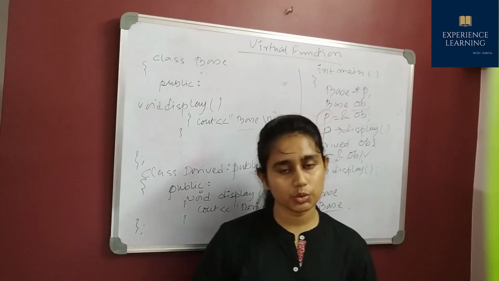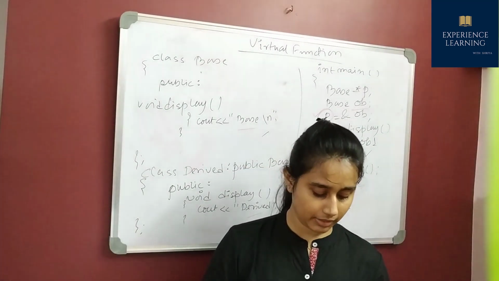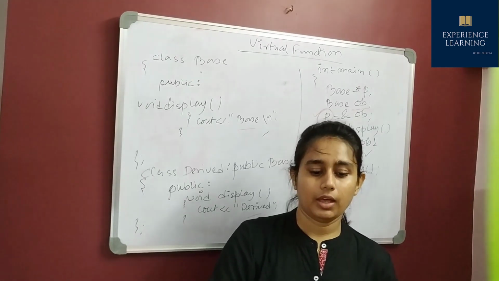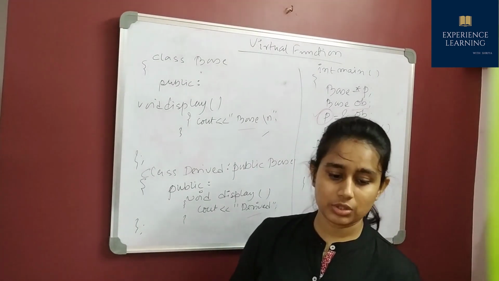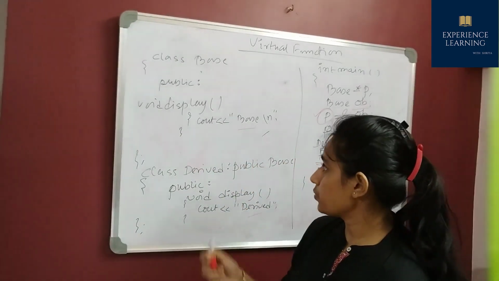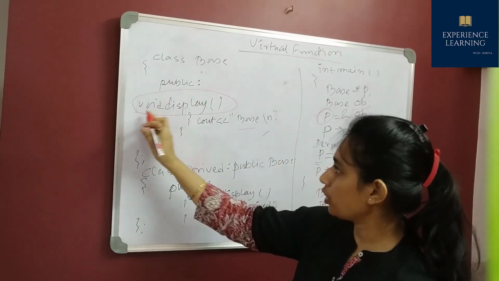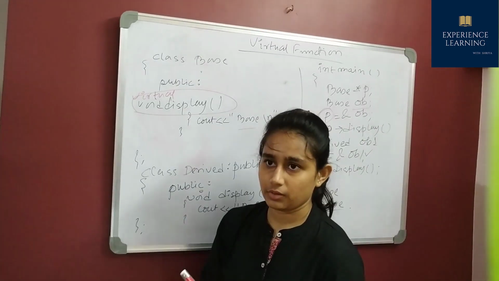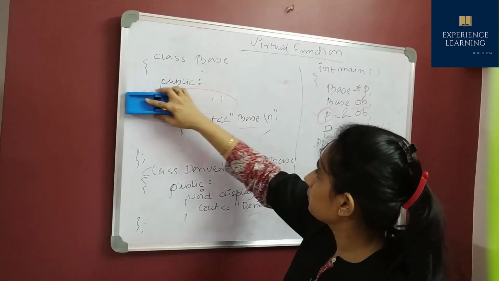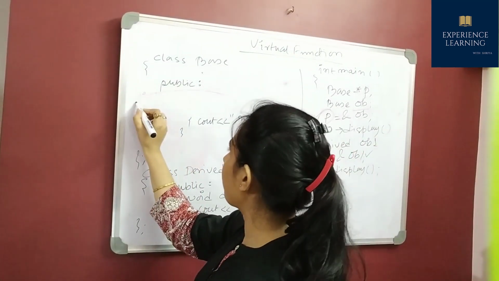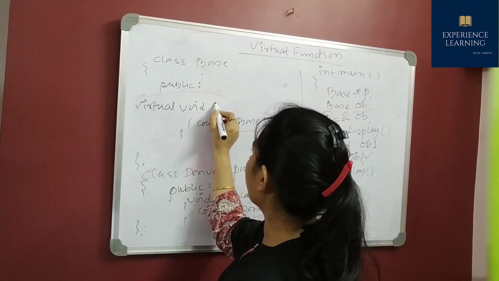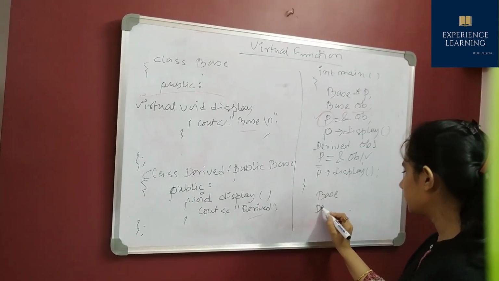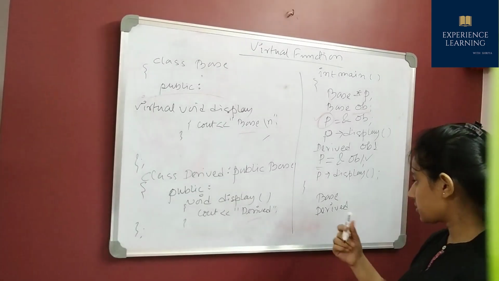C++ provides a solution to invoke the exact version at runtime, where the base class function can be overridden by the function of the derived class. The virtual keyword provides a mechanism to define this. So instead of only void display, I am writing virtual void display. Now you will see the result as Base and Derived.